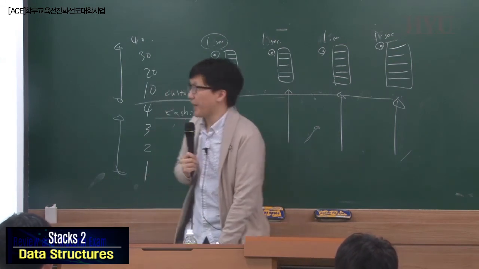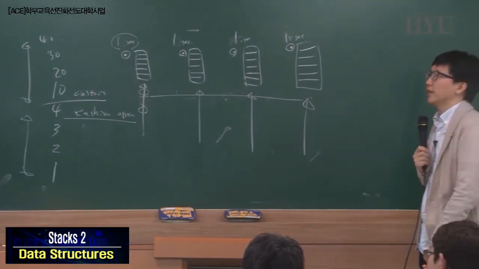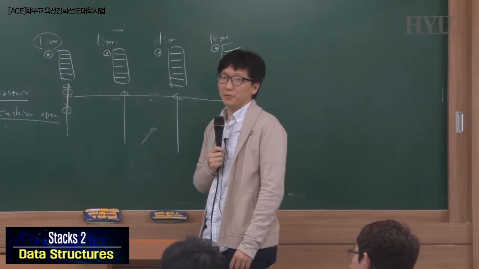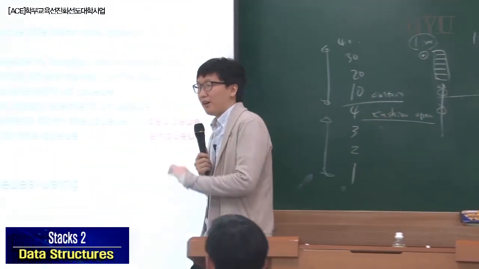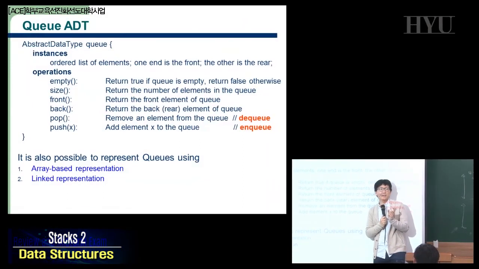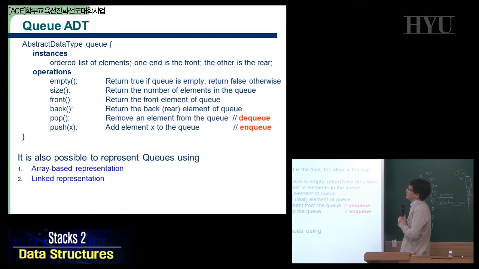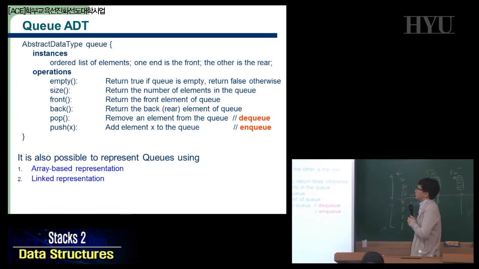Okay, so this is back to this slide. Queue ADT, abstract data type queues. Now it's about to memorize everything. 이건 너무 많이 봤어. We've seen this too many times. But we all know there are slight differences, variations of each ADT. This one is an ordered linear list. One end is front, the other end is rear. Operation empty: if the queue is empty, return true, otherwise return false.